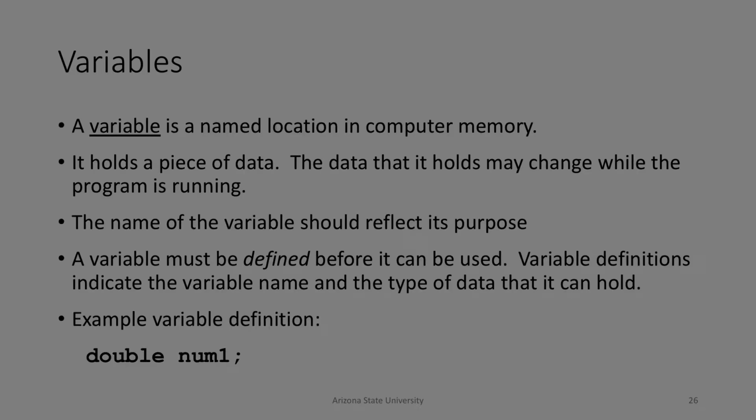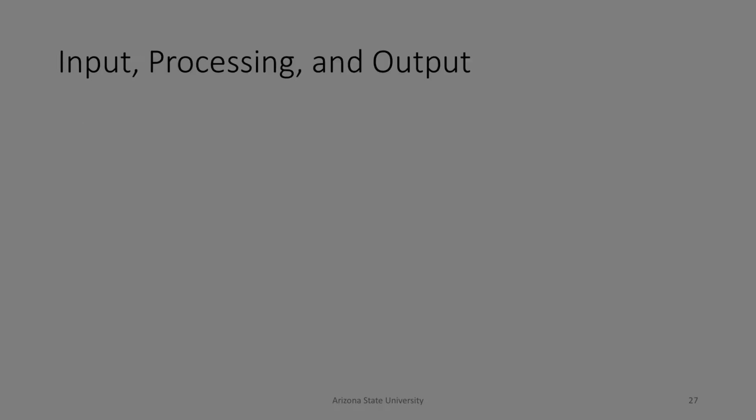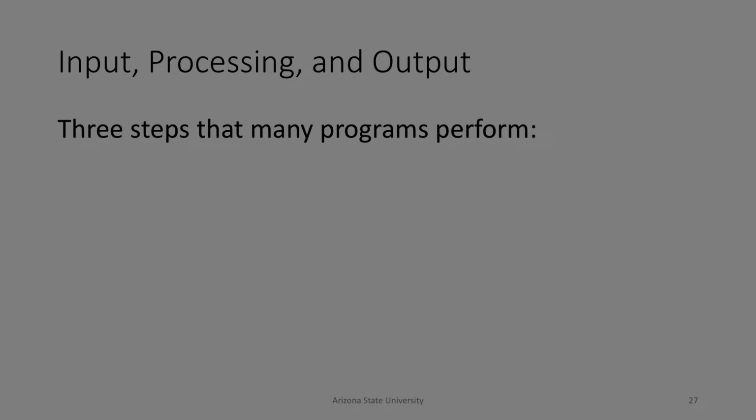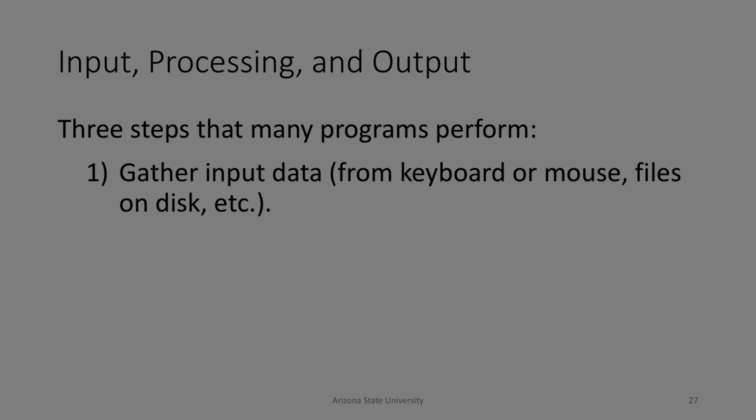Okay, so this is just the basic things on variables. You got to define it before you use it. Generally, there are 3 steps that you need to perform whenever you do any type of program. You get whatever input data that you need from the user. If there happens to be no input data, then great. You go on to the next step.